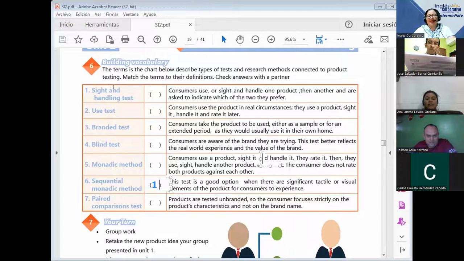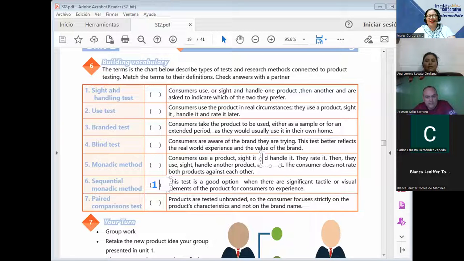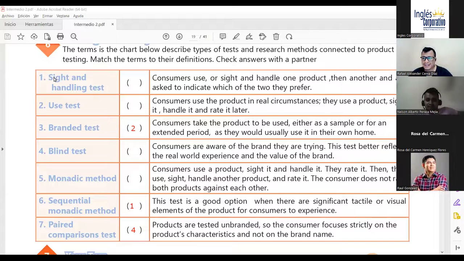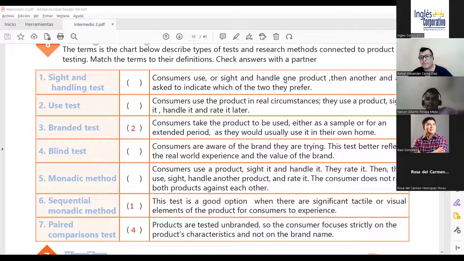No problem. The one, two. Match number one. With which? Consumer use. Or sight and handling. The consumer does not rate both products against each other. Maybe the second. Or sight and handle one product. And then another, and are asked to indicate which of the two they prefer. No, because it's two. Maybe it's a comparison. Because they use a product, one product, sight it, handle it, and rate it later.